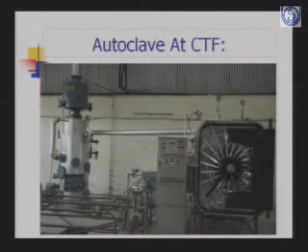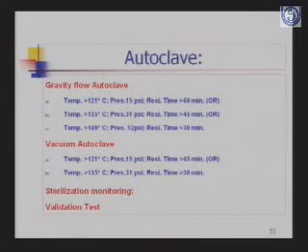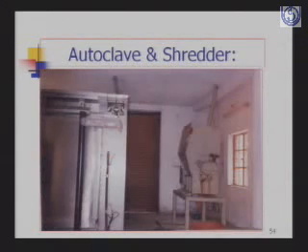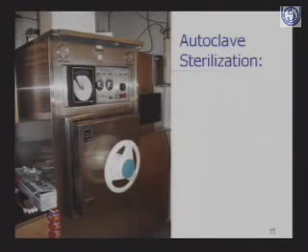This is the autoclave system. Two kinds of autoclaves are used in non-burn technology, gravity flow autoclave and vacuum autoclave. The vacuum autoclave is considered better, but there is a need for sterilization monitoring and validation tests. You can see the photograph of the autoclave and shredder. The shredder appears to be good, but it doesn't have an automatic feeding system. Here is another autoclave for sterilization.